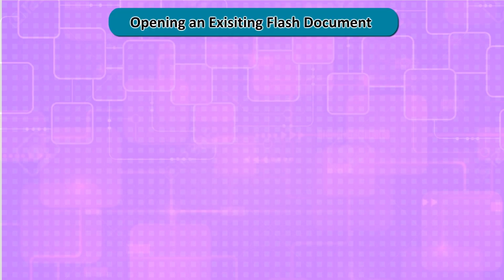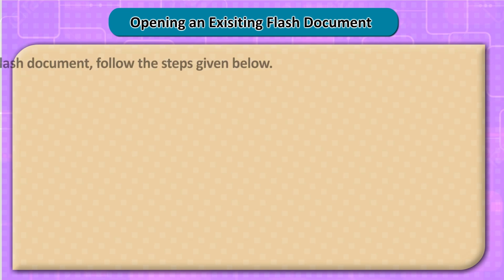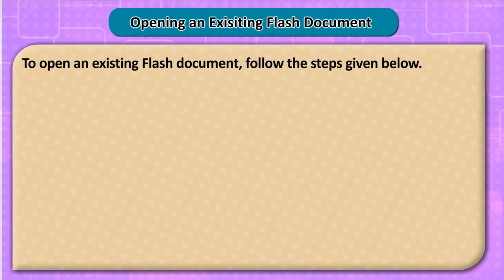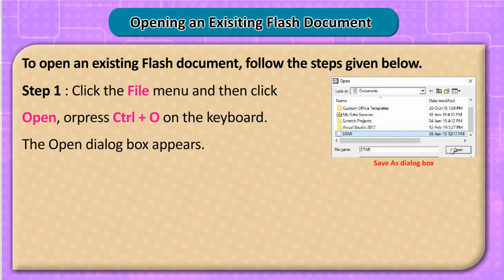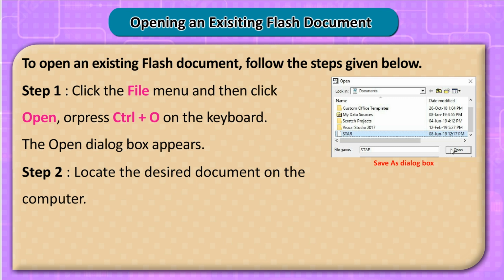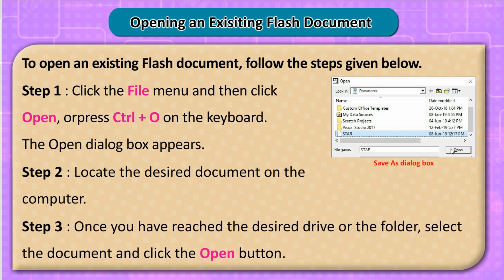Opening an existing Flash document. To open an existing Flash document, follow the steps given below. Step 1. Click the File menu and then click Open, or press Ctrl+O on the keyboard. The Open dialog box appears. Step 2. Locate the desired document on the computer. Step 3. Once you have reached the desired drive or the folder, select the document and click the Open button.